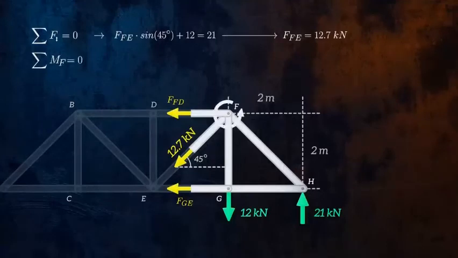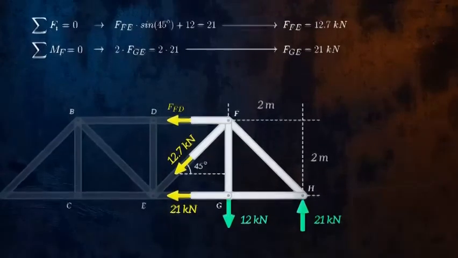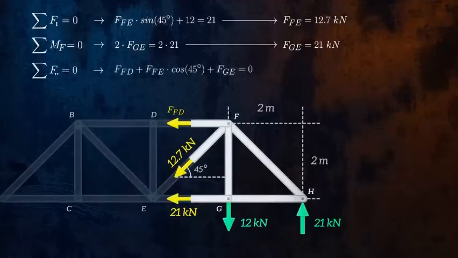This is a good joint to choose because 3 of the 5 forces in this free body diagram have a line of action passing through F, and so only the force in member GE and the 21 kilonewton reaction force generate a moment about this joint. Both forces are located at a distance of 2 meters from F, and so we can conclude that the force in member GE is equal to 21 kilonewtons. Finally, we can take equilibrium in the horizontal direction to calculate that the force in member FD is equal to negative 30 kilonewtons. And that's it.